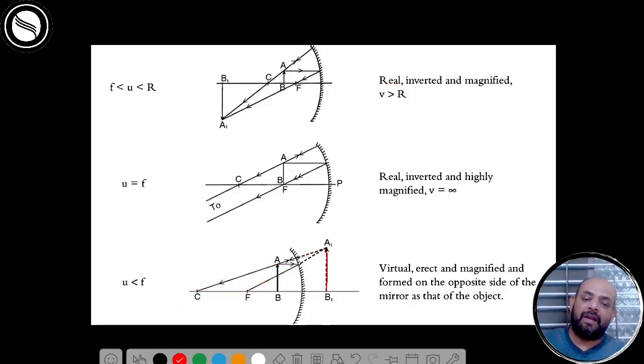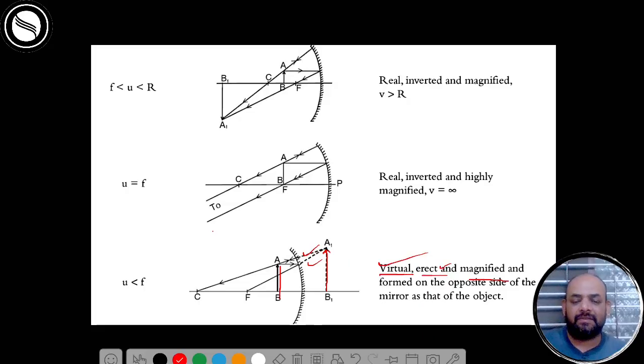So the image will form behind the mirror, and it is virtual, because these two rays are virtual lines. So it is virtual, erect. This time it is not inverted, it is erect, and then it is magnified also. It is bigger than the object. And so these are the properties of the nature of the image formed by the concave mirror.